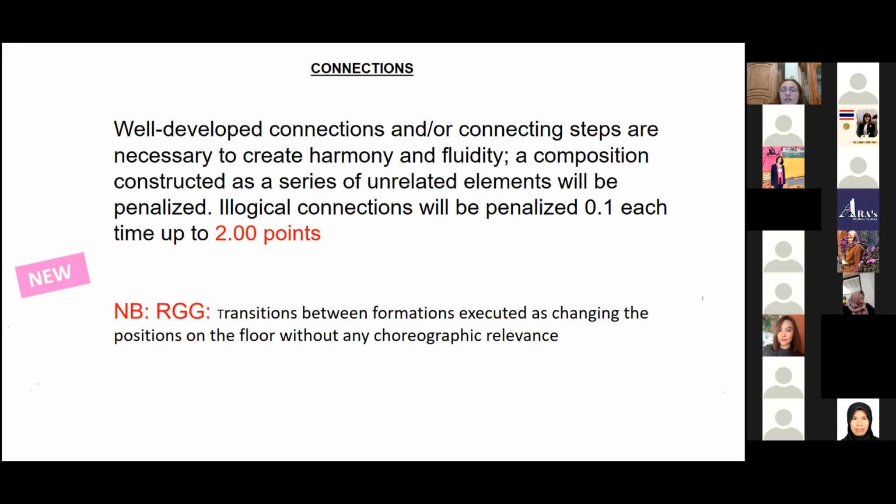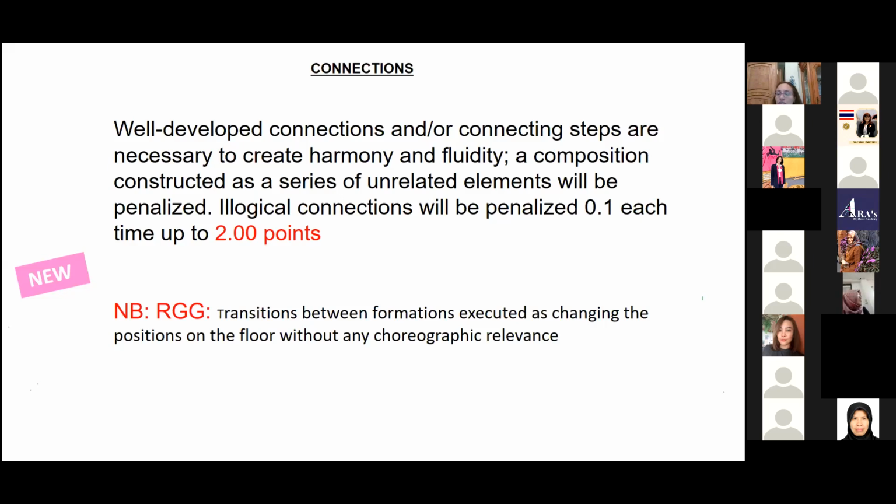So it should not be a series of elements, just one after the other. It can be a hand, it can be a pause, it can be a way of movement, a way of running on the carpet. So anytime I feel there is illogical connection, there is a penalty of 0.1 up to 2 points.